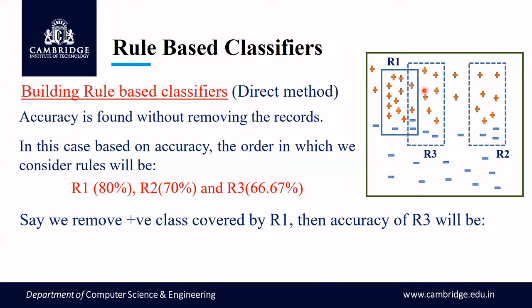So there are 6. And what is the total number of records covered by the rule R3, which includes the negative part also? That means because I have not removed the negative examples of R1 here, these negative examples will also be covered by R3, correct? So it will be 6 by 10, right? Why is it 6 by 10? Because 6 positive class, 4 negative class, so it is 6 by 10, 60%. Previously, when all the records were considered as they are, the accuracy of R3 was 66.67%.